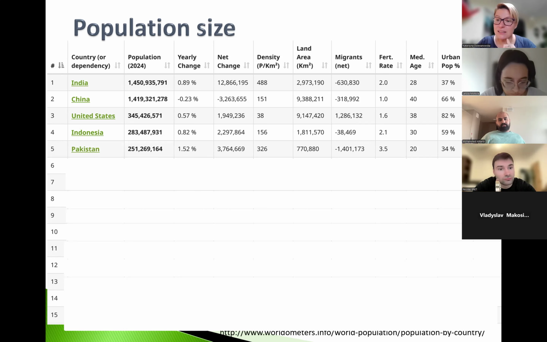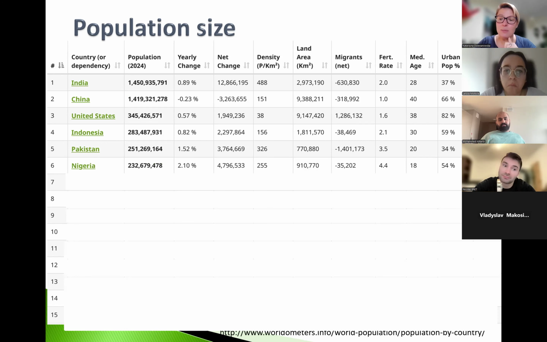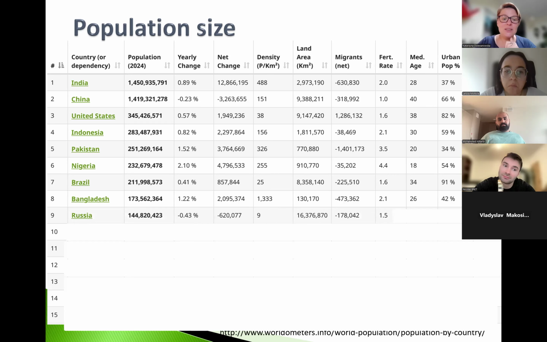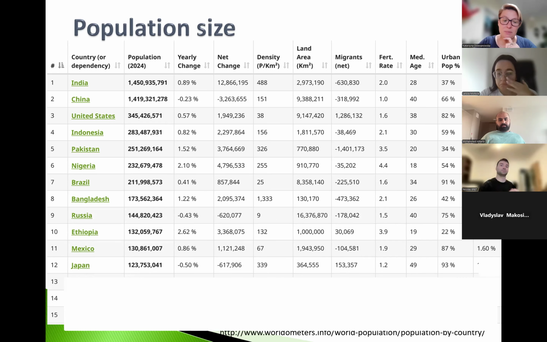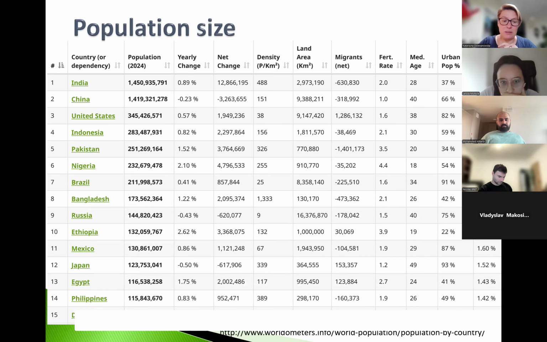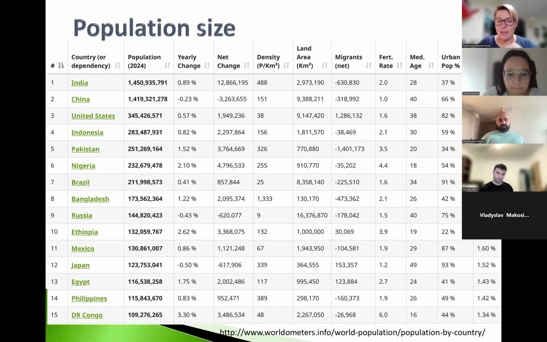So let's see. Number 3, the United States keeps growing, as you can see. Number 4, Indonesia, almost 300 million, right? Then we have Pakistan. Nobody thought about this country. Nigeria, Mohammed said so, right? Brazil, Bangladesh, Russia, number 9, still almost 150 million people. Ethiopia, Mexico, Japan, Egypt, Philippines, Congo. And these are all the countries above 100 million people.